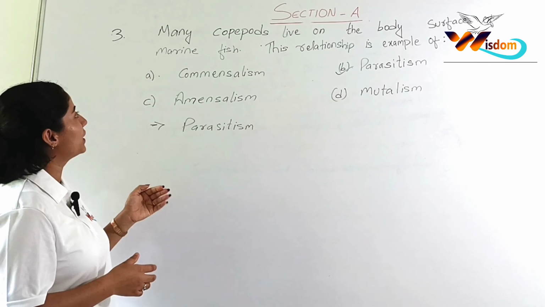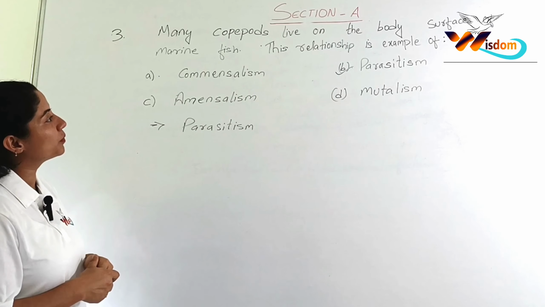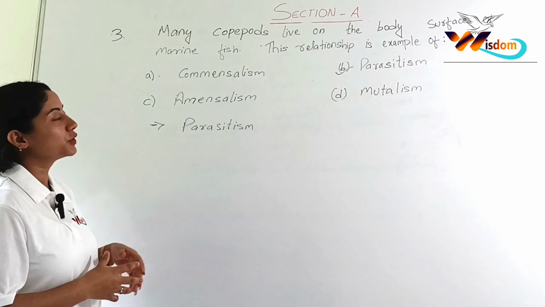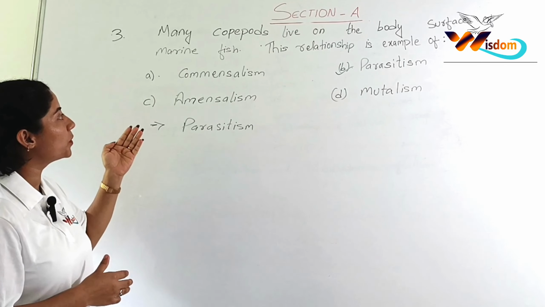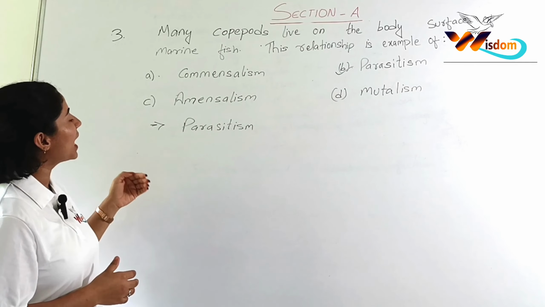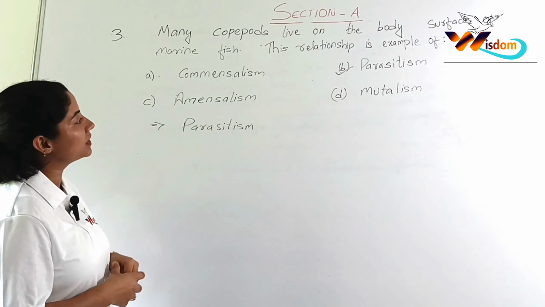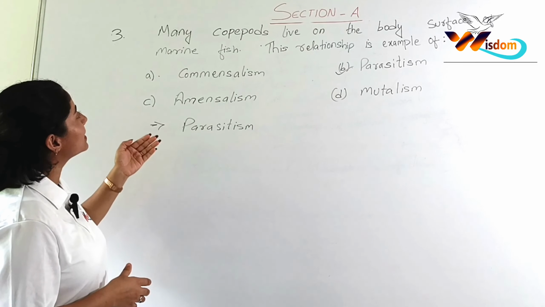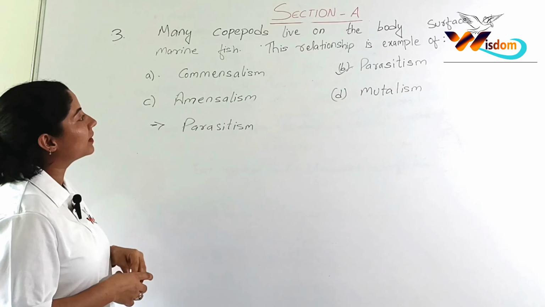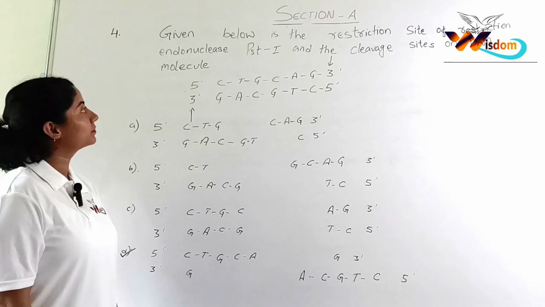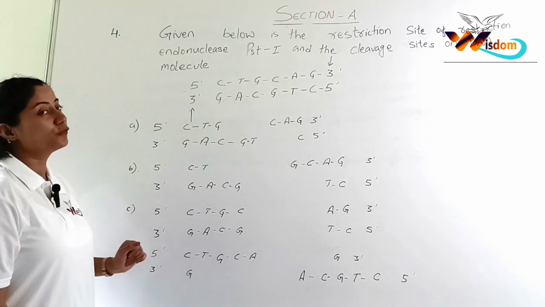In question 3, we have many copepods living on the body surface of marine fish. So we have to show the relation between copepods and marine fish. We have in options commensalism, parasitism, amensalism and mutualism. So we can see copepods and marine fish, and their relation is parasitism. Here we have question 4.